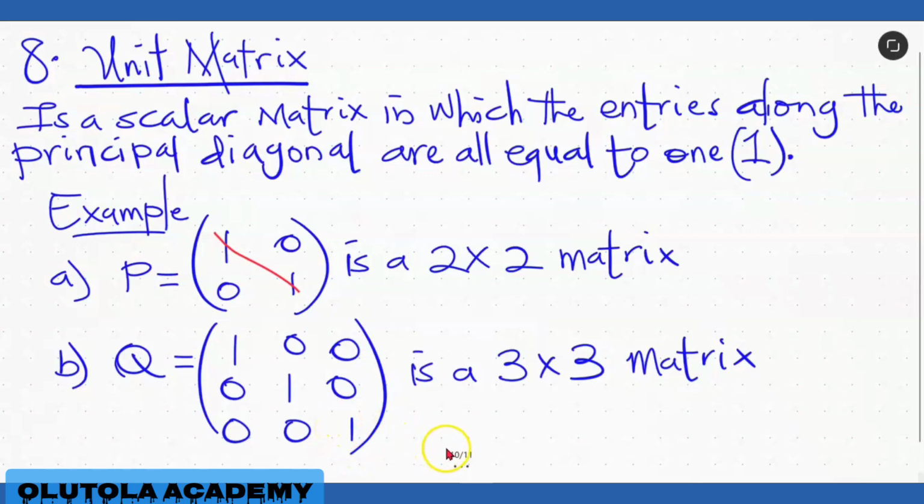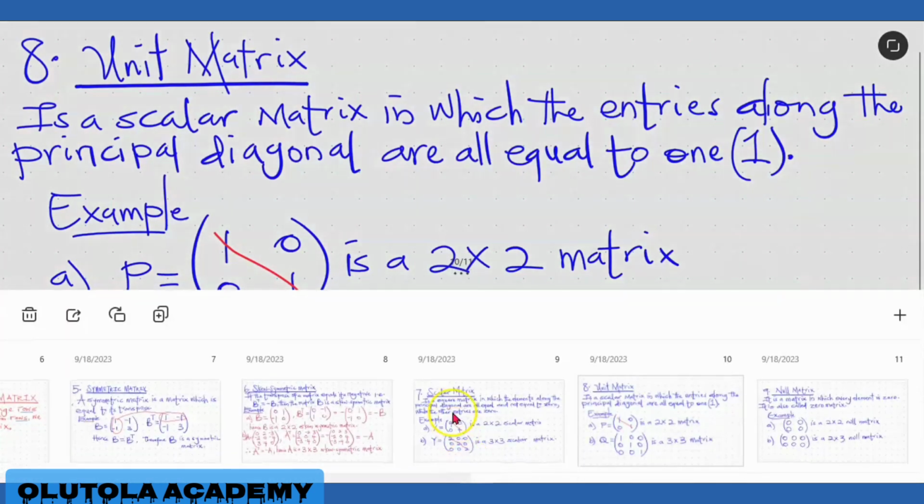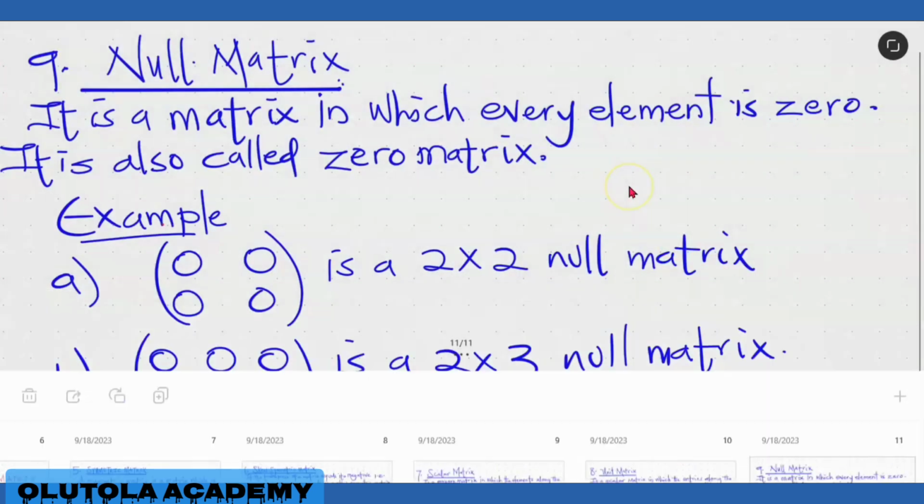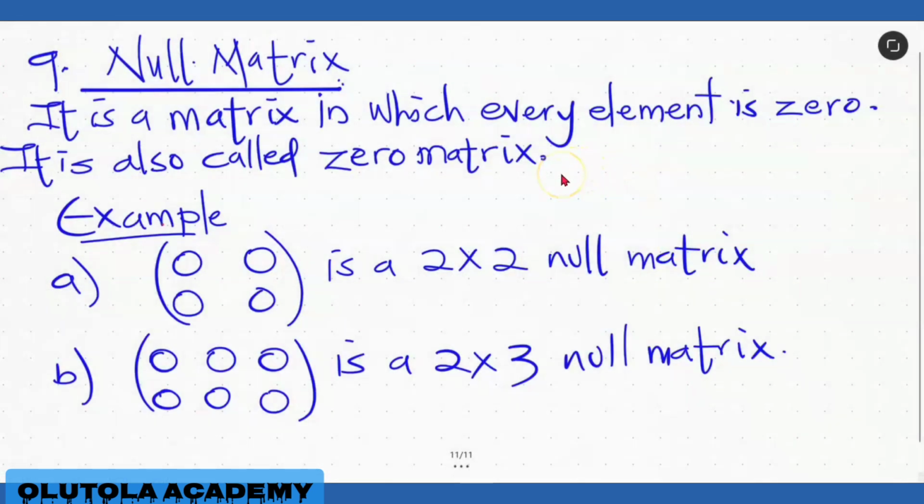Okay, so then I go to the last one. The last one is the null matrix. It's a matrix in which every element is 0. It is also called the zero matrix. And for an example, we have two examples here. This is a 2 by 2 null matrix, and this is a 2 by 3 null matrix.